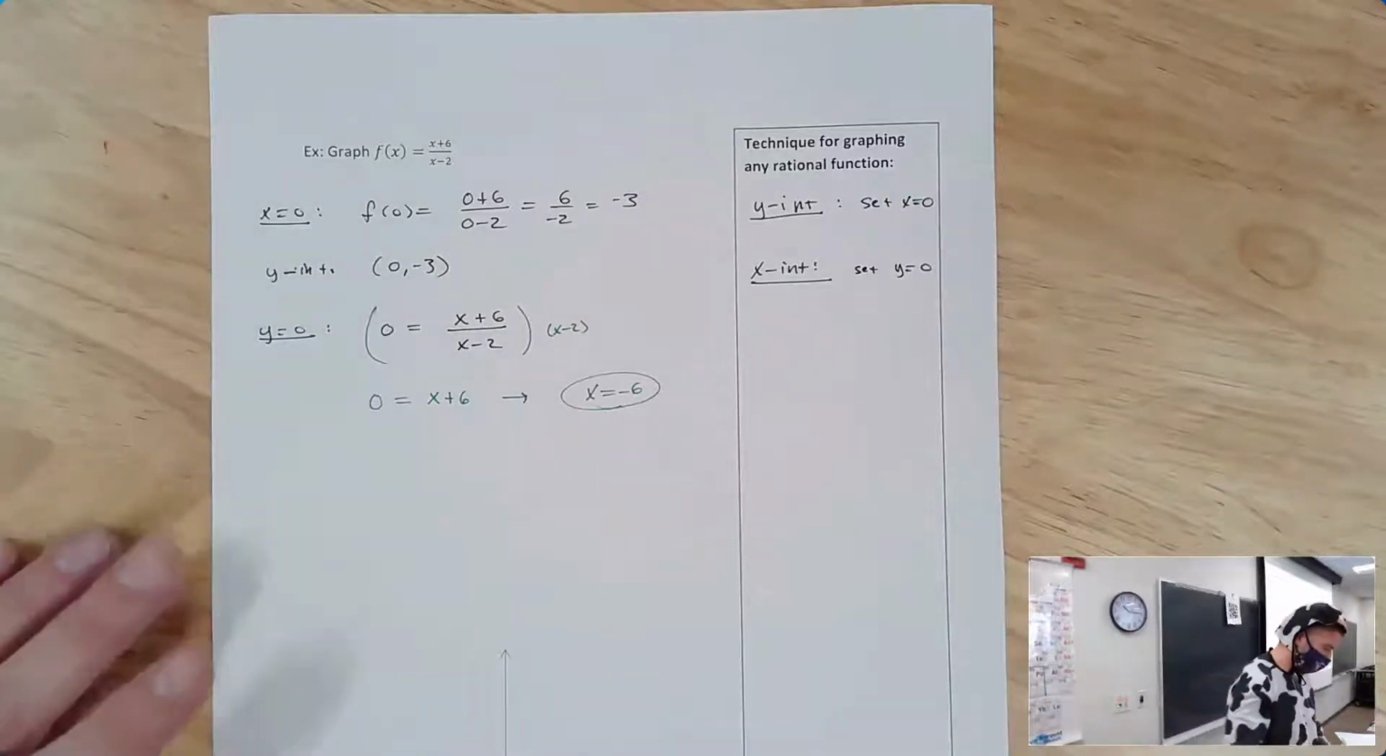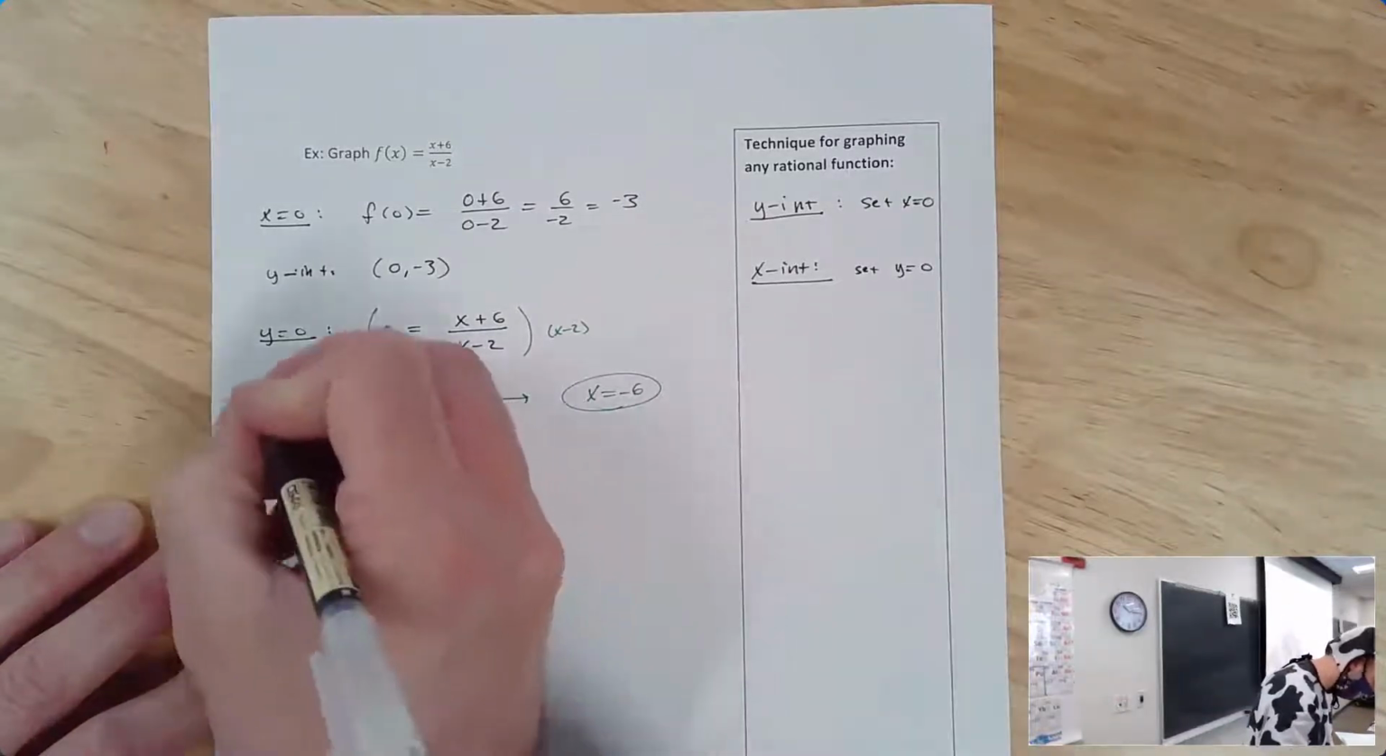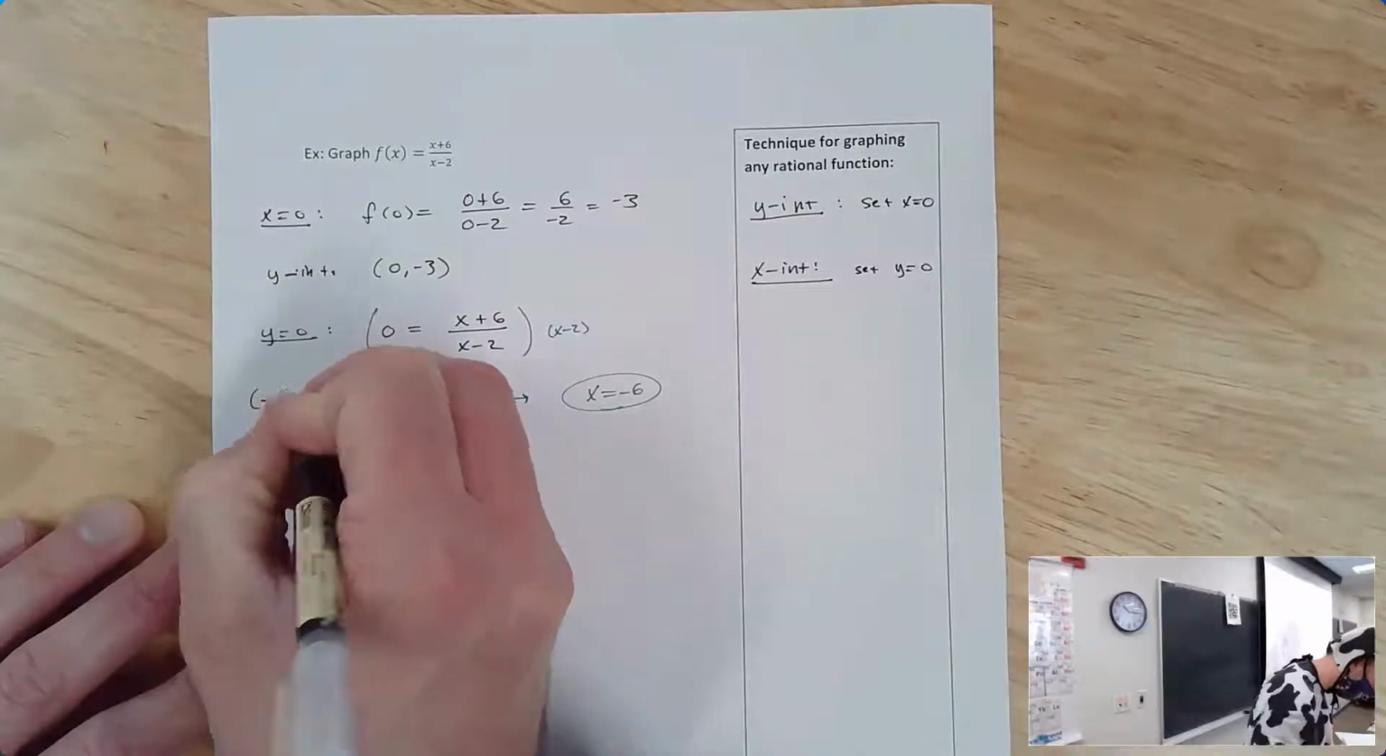So, okay, we've got our x-intercept. All right, and I should write it as (-6, 0). That's my x-intercept.